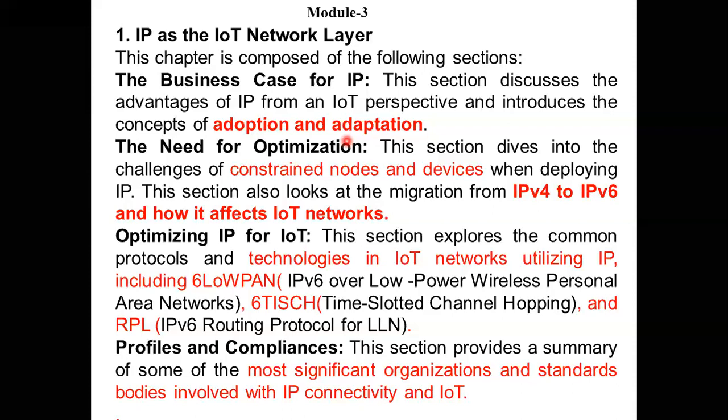The second topic is need for optimization. Already in the first topic itself, I used the term optimization. Here, constrained nodes. I already explained what constrained nodes are. Nowadays, most people are using IPv4, Internet Protocol version 4, because it is better for the communication we are using now.